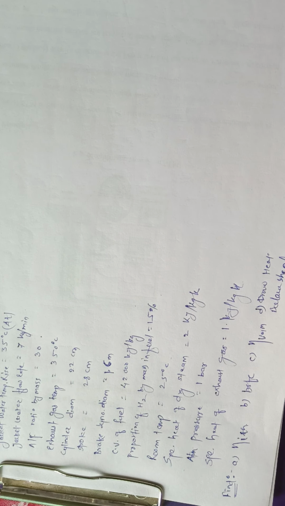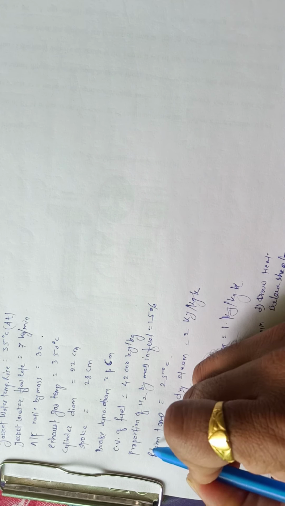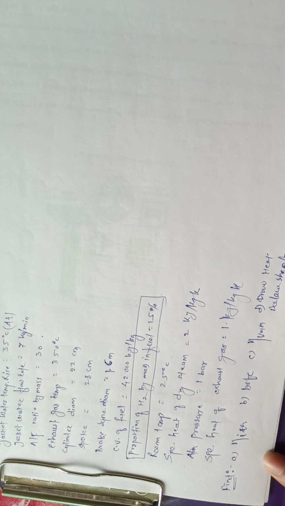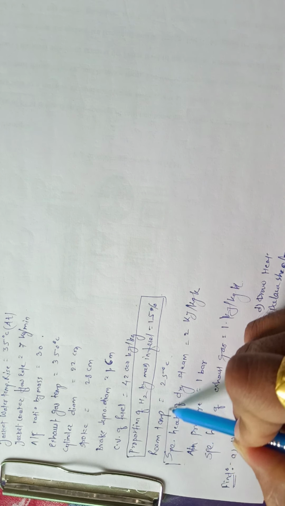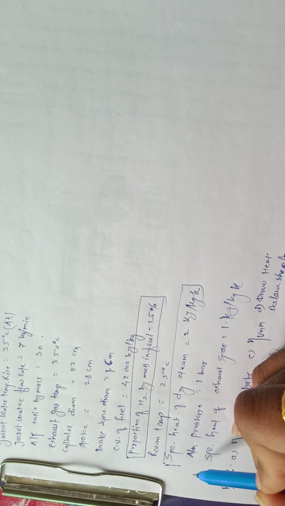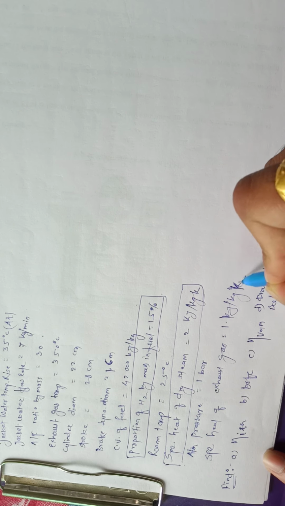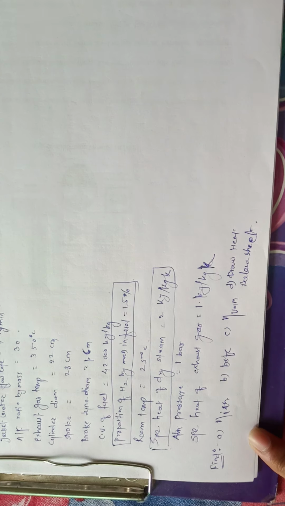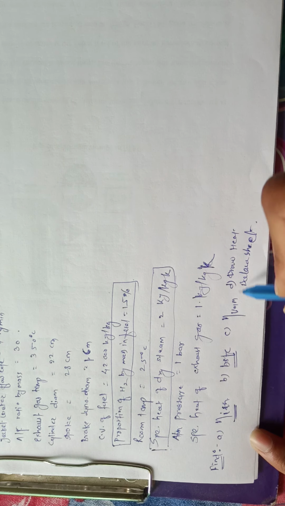Then the proportion of hydrogen by mass in the fuel is given as 15%, and the room temperature is 25 degrees Celsius. Specific heat of the dry steam is given as 2 kilojoule per kg Kelvin. Atmospheric pressure 1 bar, and specific heat of the exhaust gas is 1 kilojoule per kg Kelvin. So we have to find out the indicated thermal efficiency, BSFC (brake specific fuel consumption), volumetric efficiency, and then the heat balance sheet.